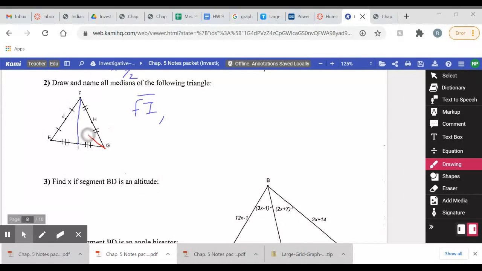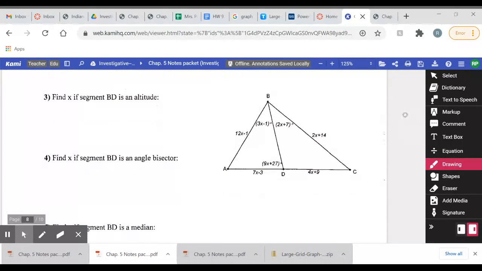From G to J is another one. And the last one goes from E to H is our last median. So again, from a vertex to the middle or midpoint of the opposite side.